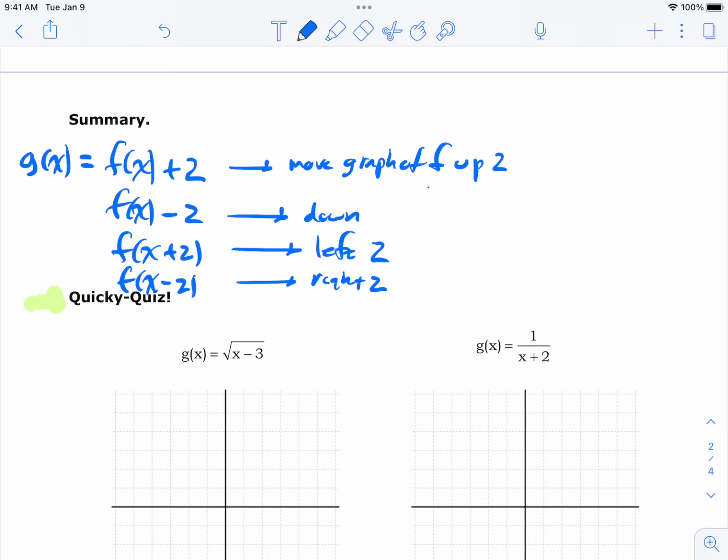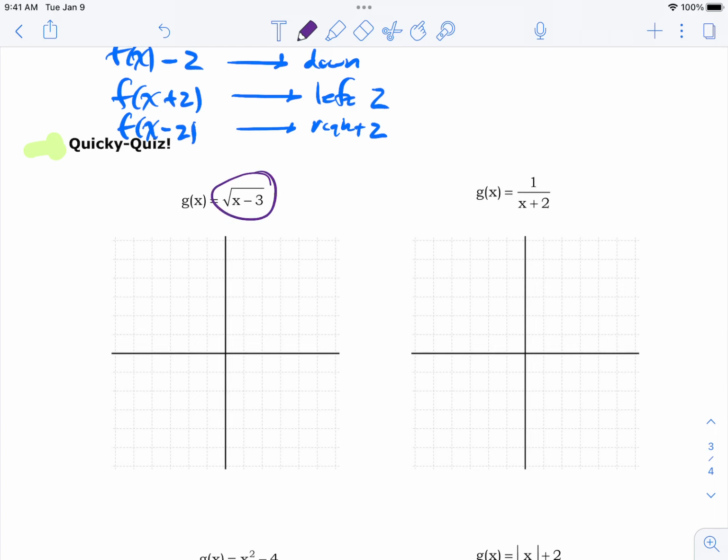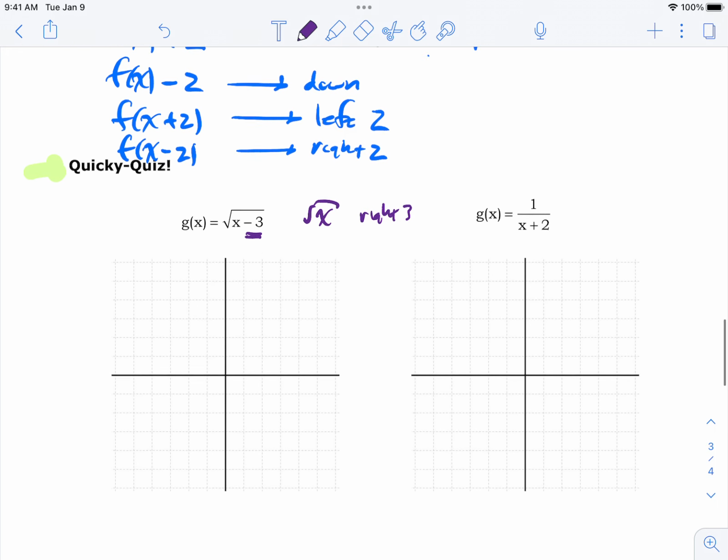So now we can do a quickie quiz. This is where this stuff can get really handy. For example, you can look at something like this. Now this is kind of like a square root of x, except it's getting moved, right? Now how is this being moved? Well, looks like we have to go inside the square root here and do an x minus 3. This would be going right by 3. Okay, minus means right by 3.